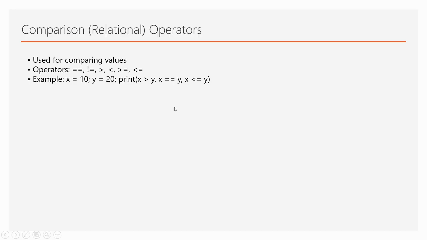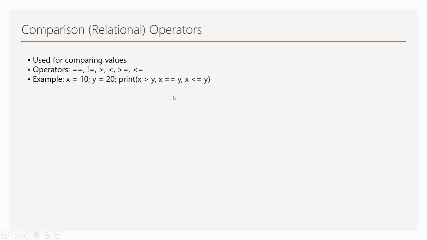All right, then comes comparison or relational operators. These operators help in decision making. They return true or false based on the comparison. So see over here, example x is equal to 10, y is equal to 20, and then we are trying to print it, x is greater than y. So is x greater than y? If it is, then it will show true, and if it is not, it will show false.